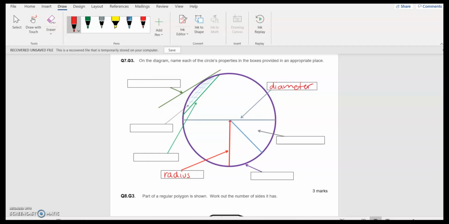If you ever get confused between the two, the diameter is the long word and the diameter is longer than the radius as well. So it has a greater length than the radius. We also have in purple the circumference, which is, in other words, the perimeter of the circle.